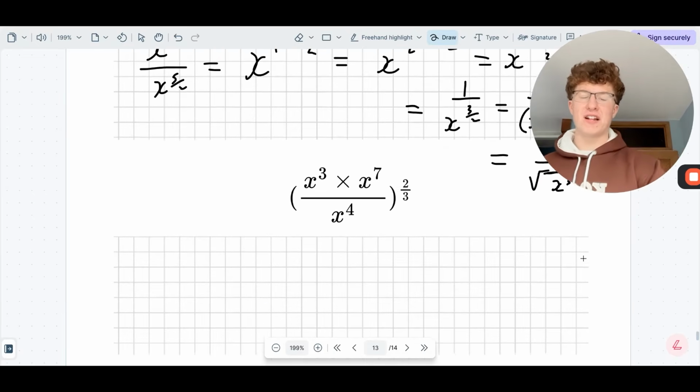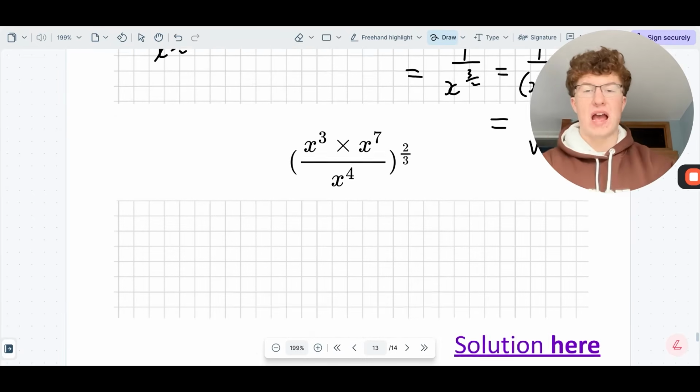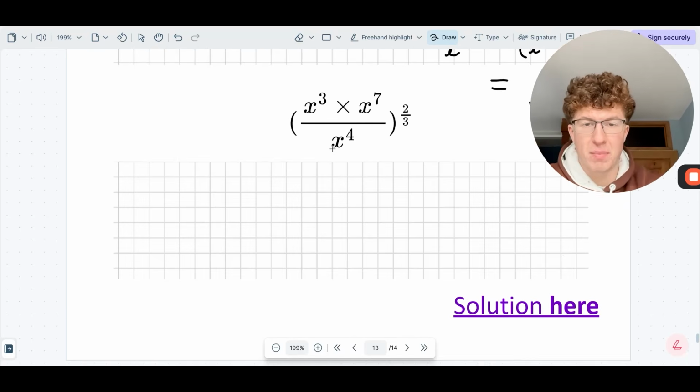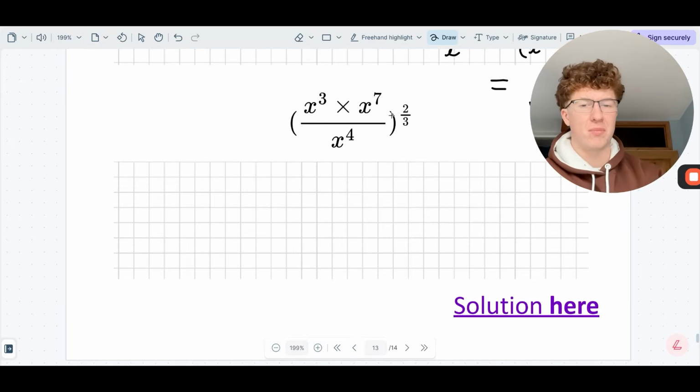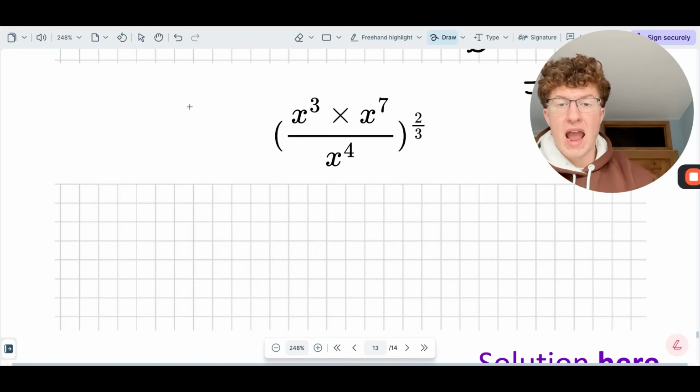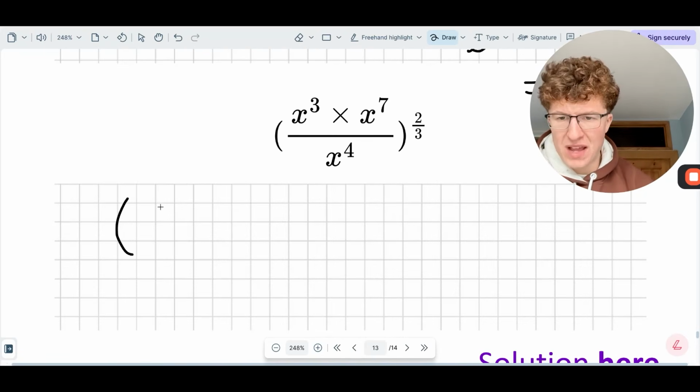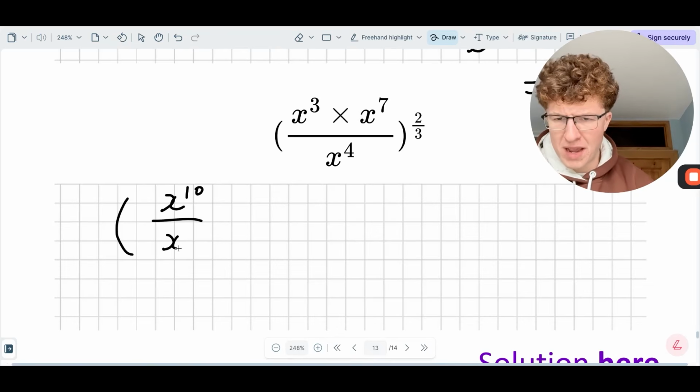Then, this final guy has a lot going on. We have a multiplication on top, a division on the bottom, and we have a power outside the brackets. So let's deal with what's in the bracket first. X cubed times x to the power of 7. That's just going to be x to the power of 10 divided by x to the power of 4 to the power of 2 over 3.